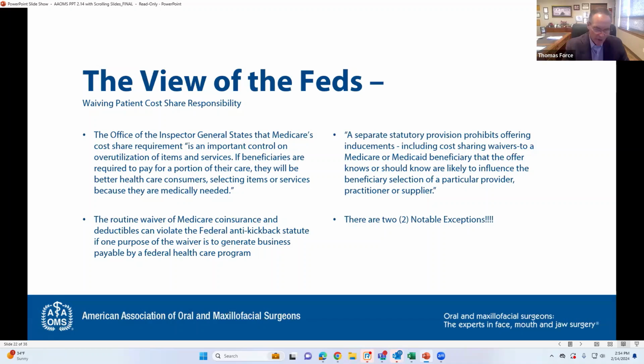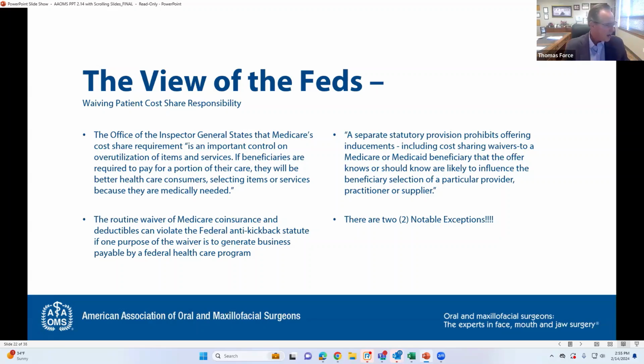So now let's talk about Medicare, Medicaid, and the other litany of federal healthcare programs. I had made a comment earlier that if you're going to waive your coinsurance or deductible for federal plans like Medicare, you need to be very careful in doing so because the feds take this very seriously. So what does the Office of Inspector General state about this topic?